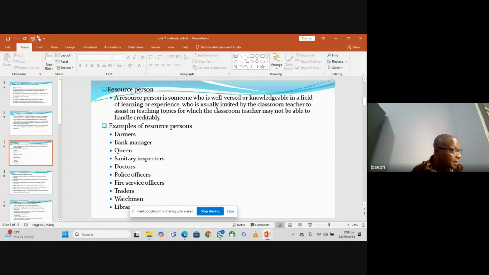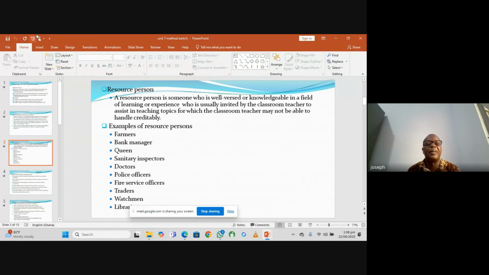When we talk of a resource person, it's any human being who is knowledgeable or well versed in an area, who is invited, add that phrase, who is invited by the teacher to handle a particular concept of the lesson. If you are not invited, you are not a resource person. That's why it is resource person. So every human being is a resource person, but if you are not invited, you are not. So it's anybody who is well versed or knowledgeable in an area who is invited by the teacher to come and handle a particular topic or concept with his or her learners.